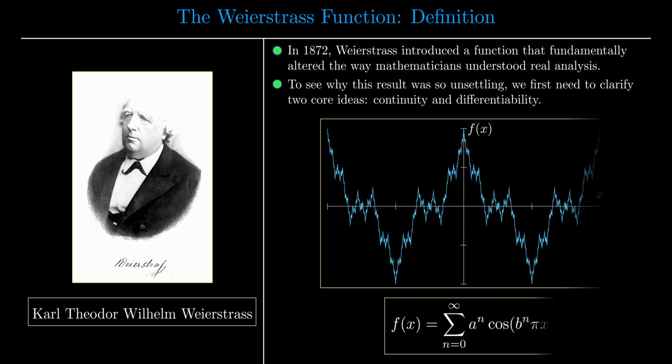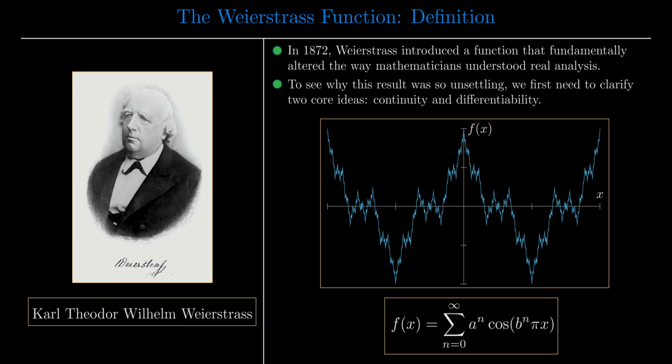Here is the definition. At first glance, it looks like a standard trigonometric series. We define f of x as an infinite sum starting from n equals 0 and going to infinity. Inside the sum, we have an amplitude factor, a to the power of n, multiplied by a cosine wave with an exponentially increasing frequency, b to the power of n times pi x.